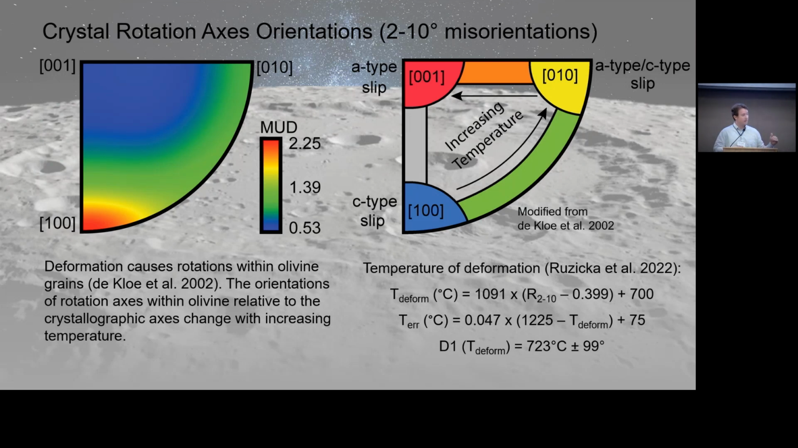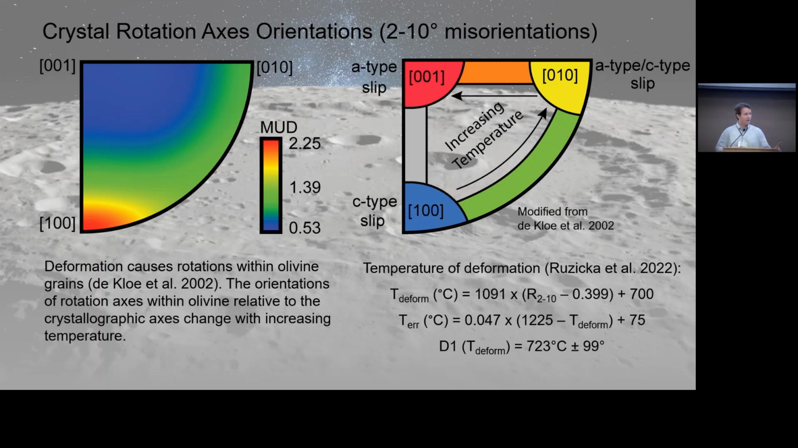And you can see this increased frequency at the bottom of the plot at the 100 axis, which decreases as we move up to the 010 axis, and then again decreases as we move over to the 001 axis. This pattern is created because the slip systems that operate within olivine activate differently at different temperatures.